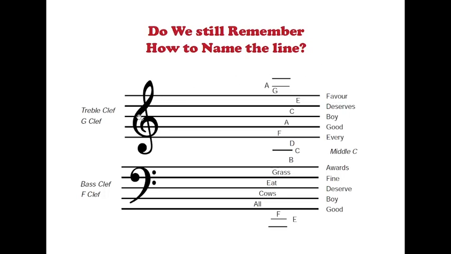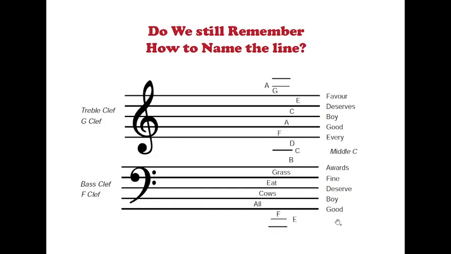This is the treble clef. We said this is the bass clef. To name the lines on the treble clef, we have a formula: Every Good Boy Deserves Favor. To name the spaces on the treble clef, we have the formula FACE.